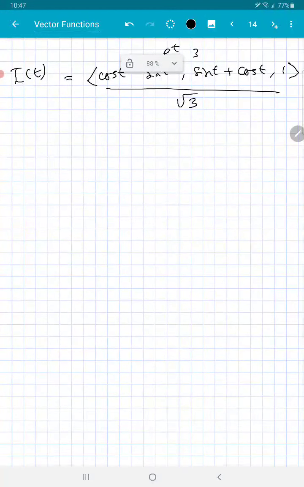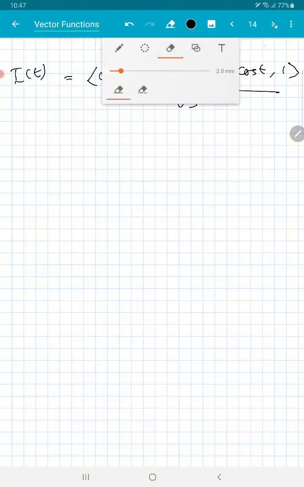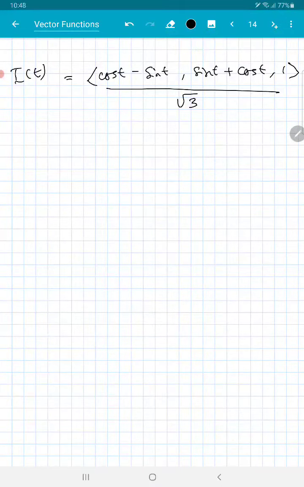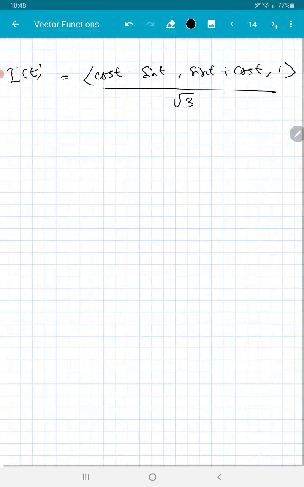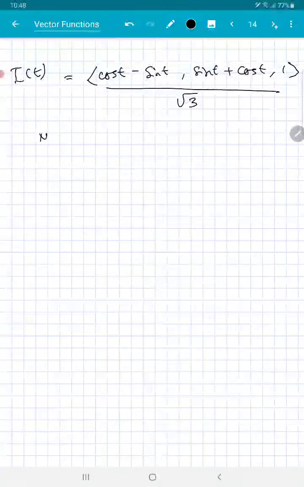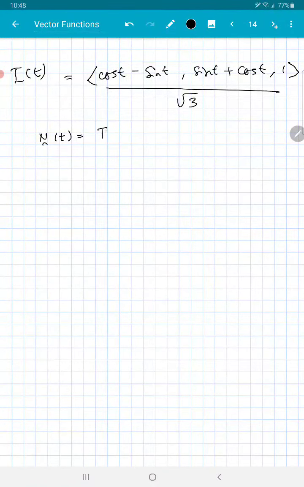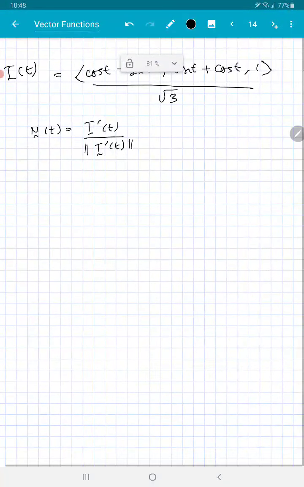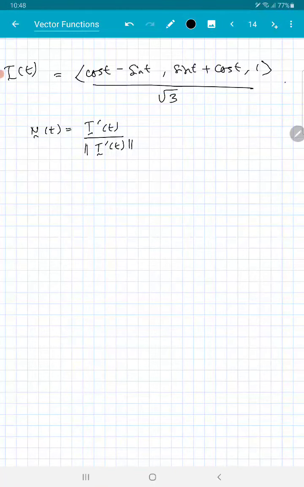Okay, so for the unit tangent vector and unit normal vector, we need to use the formula. Remember, the formula for the unit normal vector is N equals T prime divided by the magnitude of T prime. Here we have the unit tangent vector T. Now we need to differentiate, find the magnitude, and then replace t with 0 so that we get the unit normal vector when t is 0.